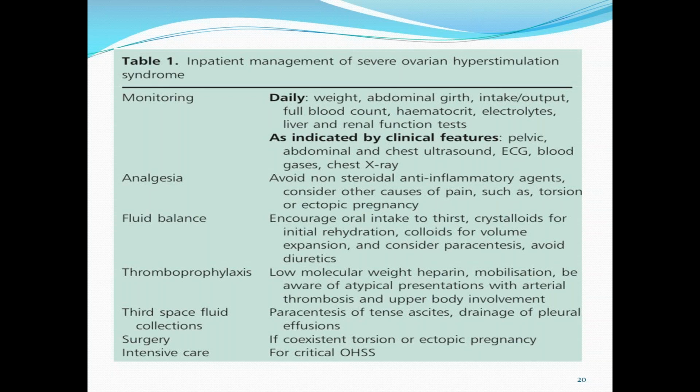Do not forget to counsel the patient about analgesia. Two things you need to counsel the patient: avoid non-steroidal anti-inflammatory agents like ibuprofen, and if you develop severe pain, seek advice immediately, because it can be an indication of torsion or ectopic pregnancy. Don't forget the importance of fluid balance and thromboprophylaxis, especially if the patient is admitted to the hospital. Paracentesis is only indicated if there is tense ascites or severe pleural effusion, and surgery is only indicated if there is an accident in the form of torsion or ectopic pregnancy. And if the patient develops critical ovarian hyperstimulation, don't forget the importance of MDT and intensive care admission.